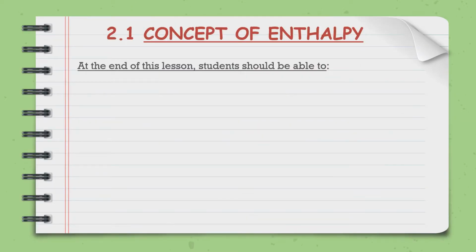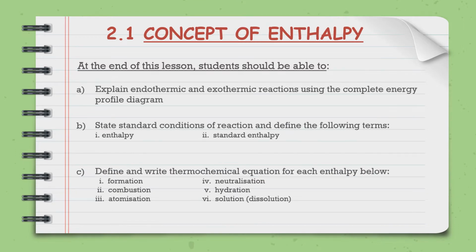So for today's lesson, 2.1 concept of enthalpy, at the end of this lesson, you should be able to first explain about endothermic and exothermic reaction using the complete energy profile diagram, and then state standard conditions of reaction and define the following terms, which is enthalpy and also standard enthalpy. And lastly, define and write thermochemical equation for each enthalpy below.